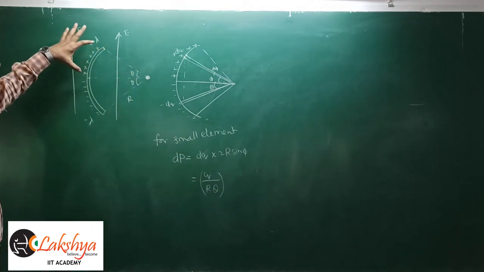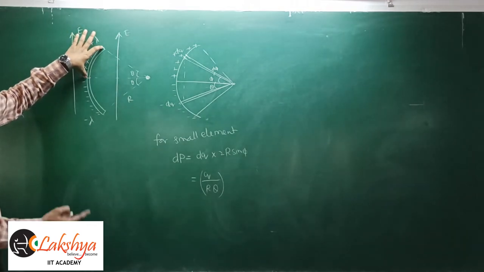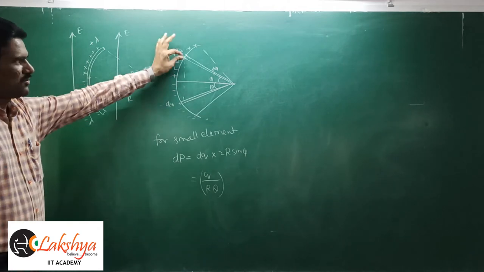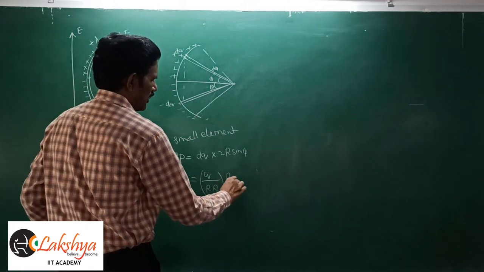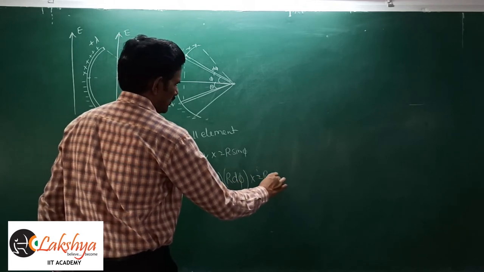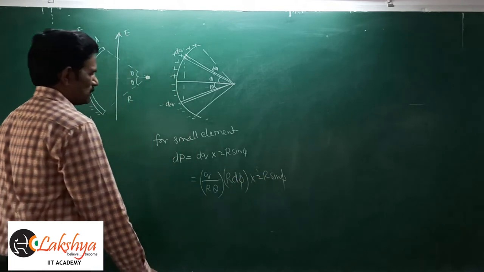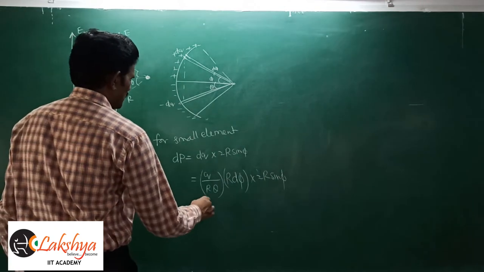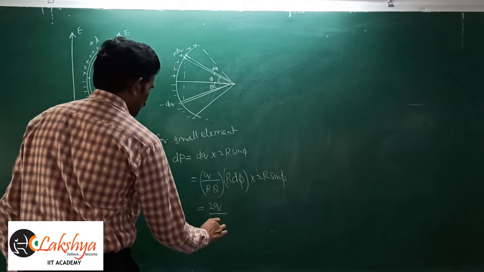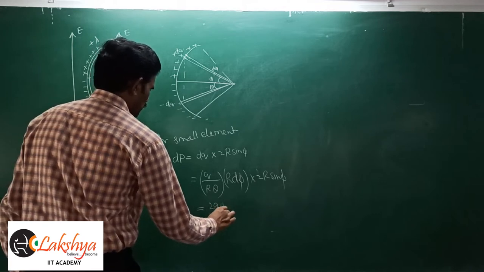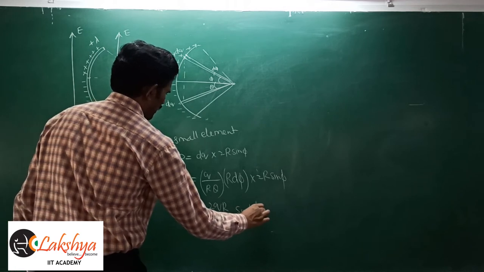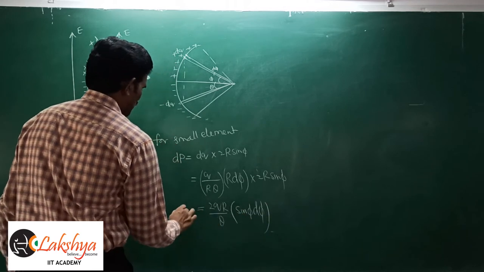This charge q is distributed in this length of the arc, right? So the length of this arm we can write as r theta. That is, charge per unit length into the length of this element, which is r d phi, into 2r sin phi. Now we can cancel r here. So finally I can write this as 2qr by theta into sin phi d phi. So this is our dp value.